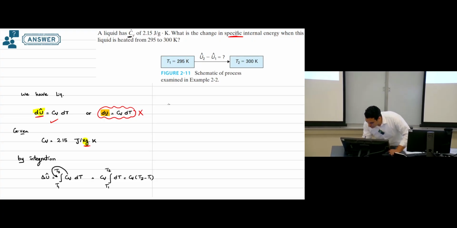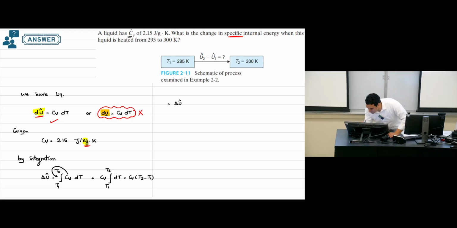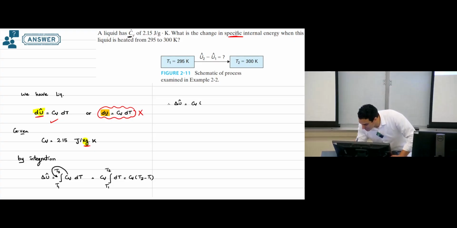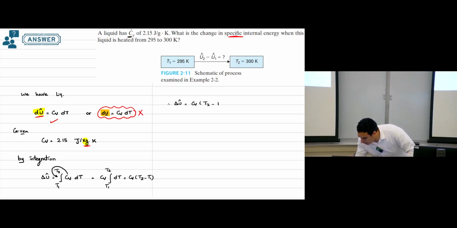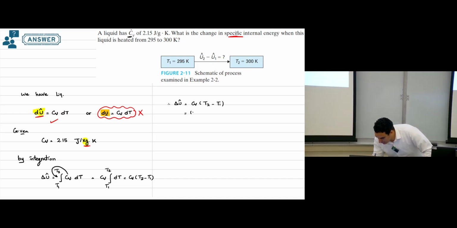So again, let's write the equation. The change in the specific internal energy will be Cv (T2 minus T1). Everything is given. So we have 2.15 times T2 minus T1. We just need to check the units. The units we have are joule per gram Kelvin. This is gram, not kilogram.